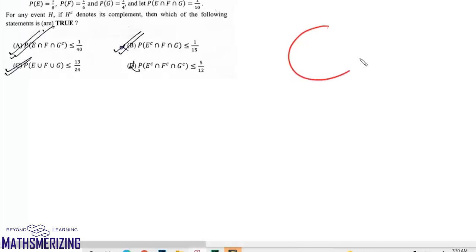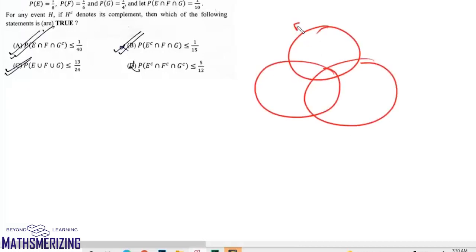So we have three events, E, F and G. So let this be E, this is F, and let this be G. Now it is given that probability of E is 1 by 8, probability of F is 1 by 6, and probability of G is 1 by 4, and their intersection is given as 1 by 10. Then which of the following is correct?